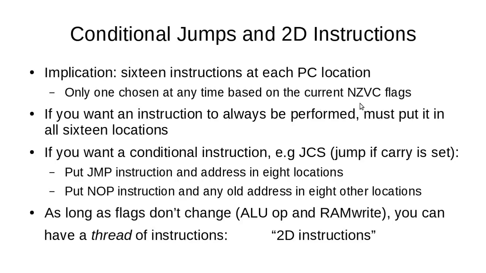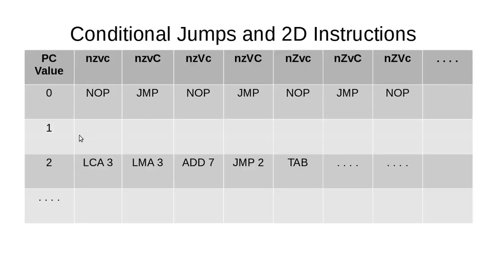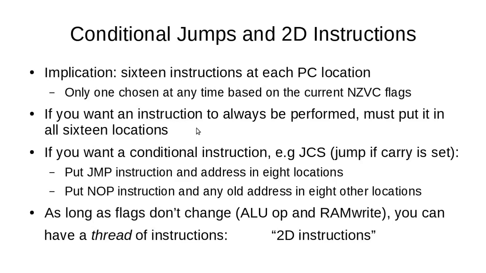Now, if I just go to the next slide, what you'll see is that from the perspective of the CPU, there's actually a table of instructions. At program counter value 0, we've got 16 possible different instructions in that location. At program counter value 1, again, we've got a different set of 16 instructions. So if you want an instruction to be performed all the time when we get to a certain program counter value, you've got to put it in at all 16 locations. And the assembler is going to do this for you. If you just say load constant 2 into the A register, then that LCA instruction is going to be placed at all 16 locations at that program counter value.